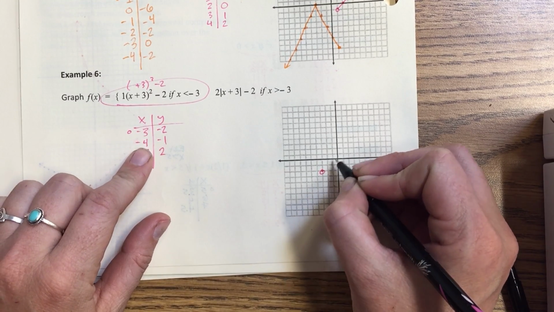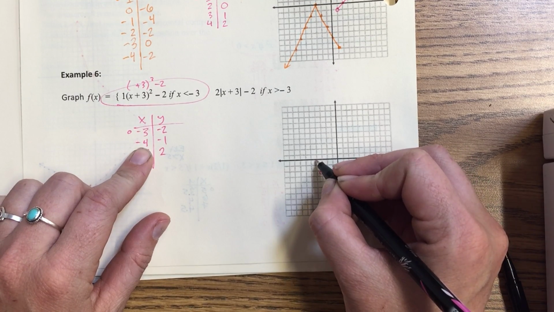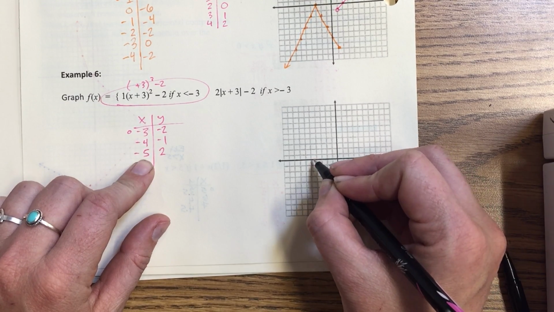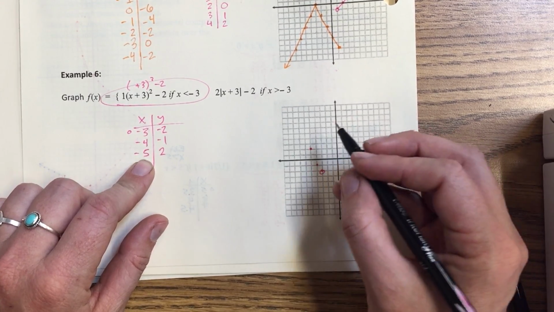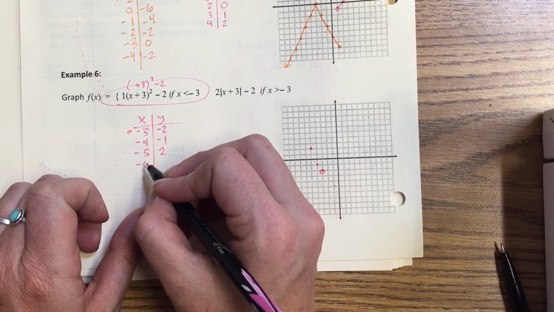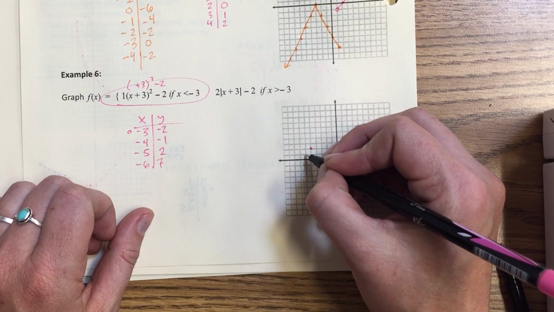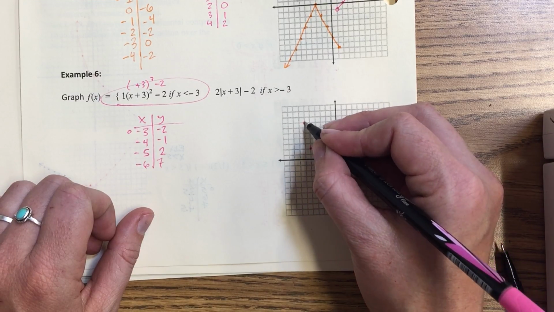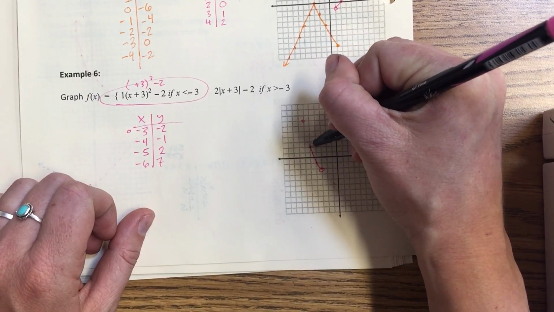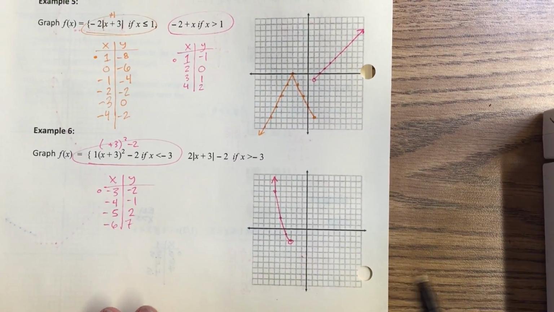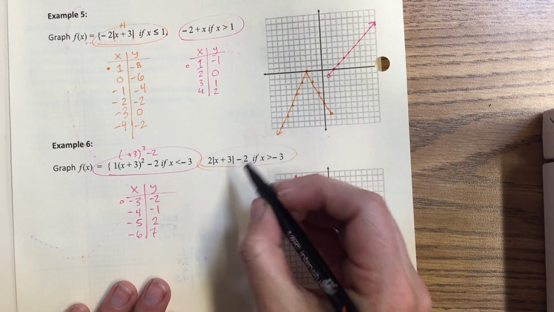Oops, open dot. 1, 2, 3, 4, down 1. 1, 2, 3, 4, 5, up 2. Negative 6 would be negative 3. Negative 3 squared is 9. 9, 8, 7. There's my parabola curving up. And my absolute value should make a V.